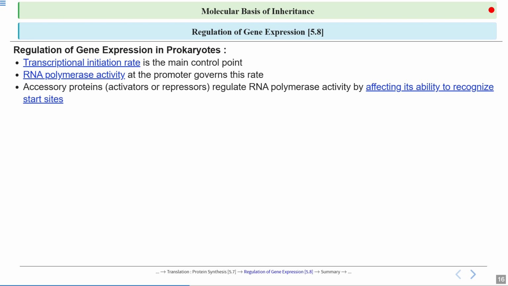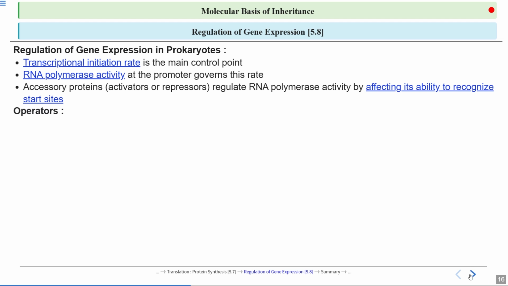Now, accessory proteins, other proteins like activators or repressors, can regulate RNA polymerase activity by affecting its ability to recognize start sites. So in prokaryotes, transcriptional initiation rate is the main control point. This rate is governed by the RNA polymerase activity at the promoter site, but there are also accessory proteins like activators or repressors that can regulate this RNA polymerase activity by affecting its ability to recognize start sites.